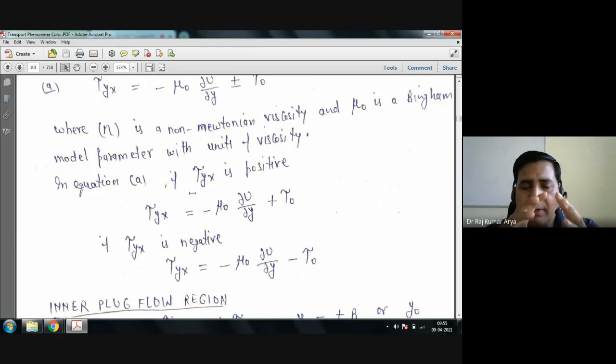Now let's say you have a fluid, as we were talking here. When these two magnitudes become the same, this value would become almost 0, right? Same or less than that. So this value would become 0, right? Tau_yx, correct?